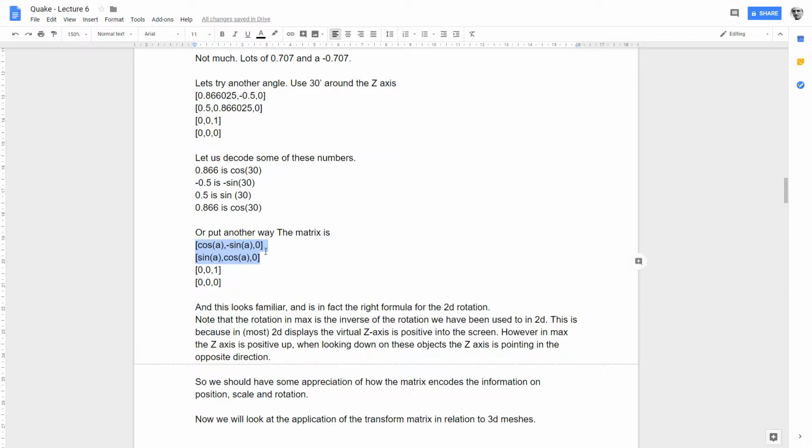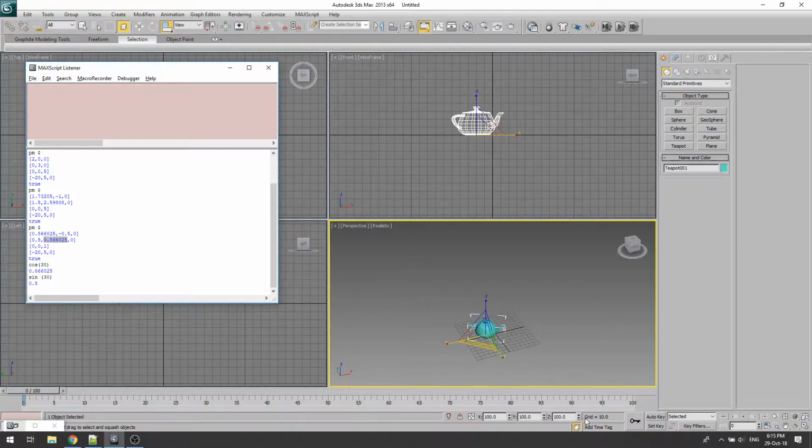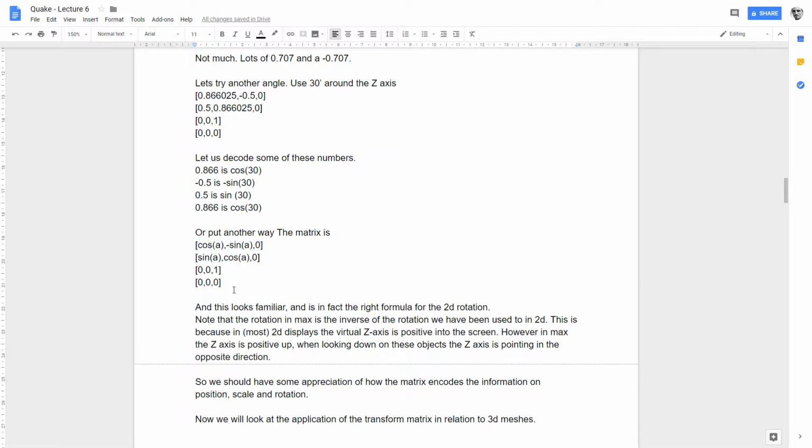Now you will also note that the rotation that I put in, if I go back to my rotation, is a minus 30. But I've asked for the cosine of 30. So the question is, why is this minus 30? And that is to do with the direction of the z-axis. When we were working in 2D, z was going into the screen, so positive was further away from the viewer and further into the screen.